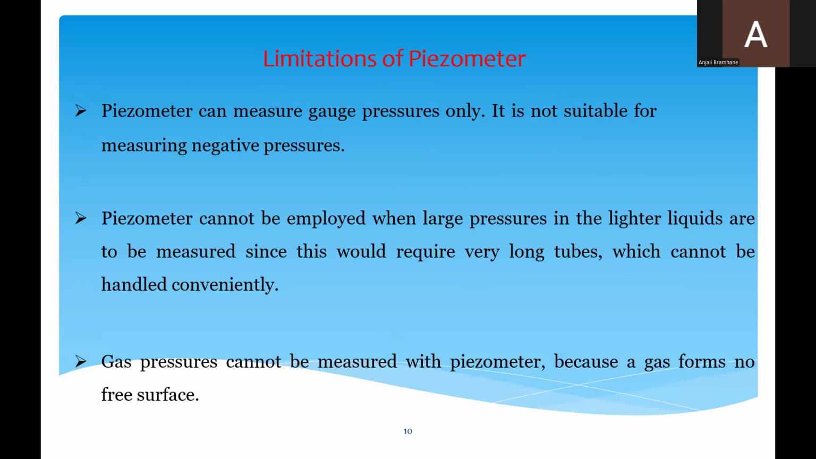Next, limitations of the piezometer. The first limitation is that a piezometer can measure gauge pressure only. It is not suitable for measuring negative pressure. Second, a piezometer cannot be employed when large pressures in lighter liquids are to be measured, since these will require very long tubes which cannot be handled conventionally. Last, gas pressure cannot be measured with a piezometer because the gas forms no free surface.